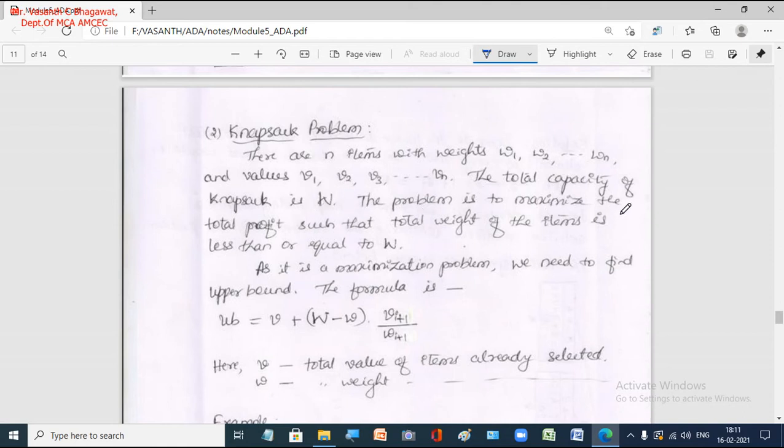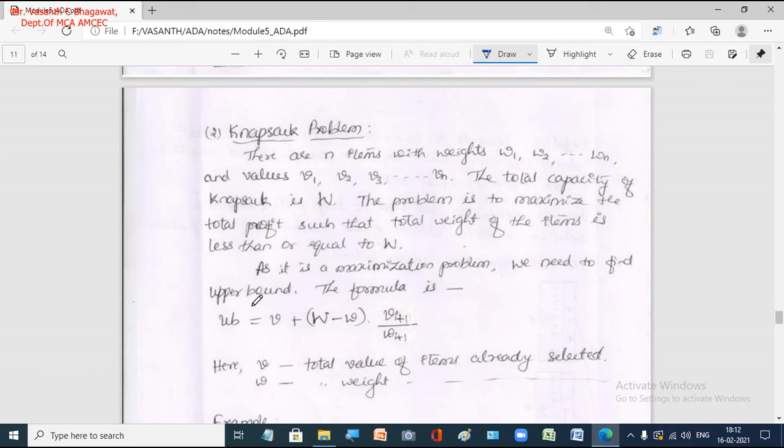So what is our problem? We have to maximize the total profit. When you pick the items, you have to pick them in such a way that the weight of these items should not be greater than W. So it is a maximization problem. Since it is a maximization problem in the branch and bound technique, we are going to find the upper bound.